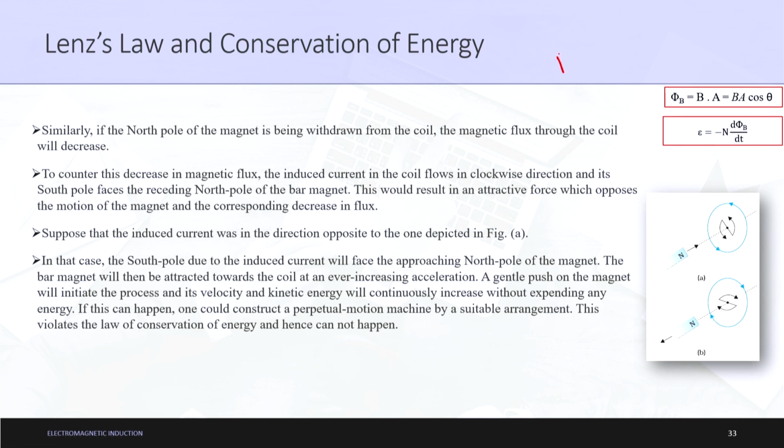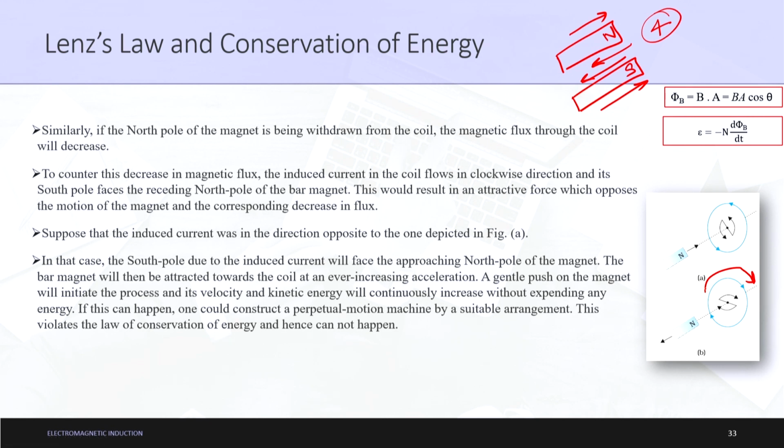Either a north pole can go this side or it can move apart. The second case can be that the south pole is going towards the coil or going away from the coil. So, 4 cases can be created and these 4 cases have been talked about here. Similarly, if the north pole of the magnet is being withdrawn from the coil, the magnetic flux of the coil will decrease. To counter this decrease in magnetic flux, the induced current in the coil flows in a clockwise direction, and its south pole faces the receding north pole of the bar magnet.